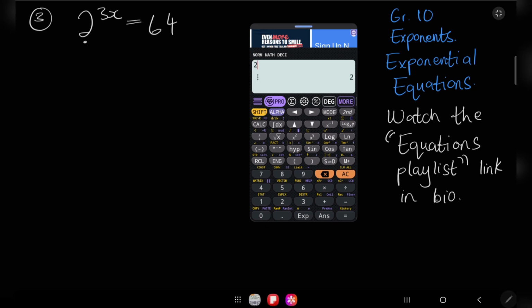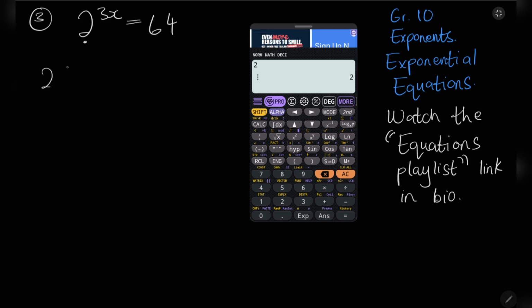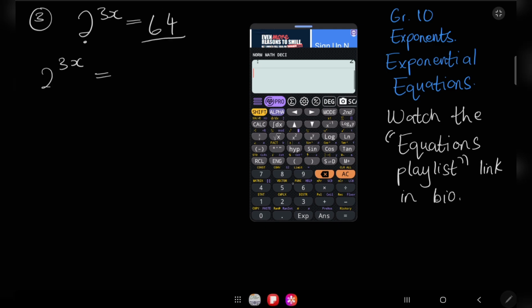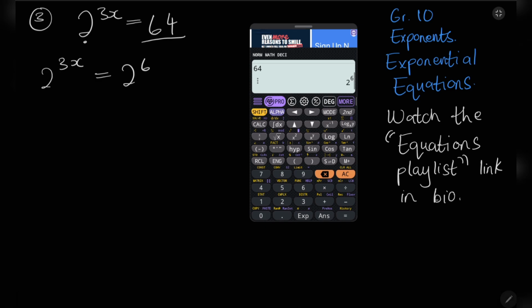You can always check in your calculator in case you're not certain. 2 is equal to shift fact. You just get 2. Therefore, it's 2 to the power 3x is equal to 64. 64 can definitely be broken down as it's a huge number. 64 is equal to shift fact. We get 2 to the power 6. We have the same base.